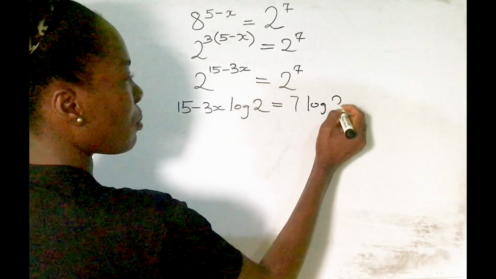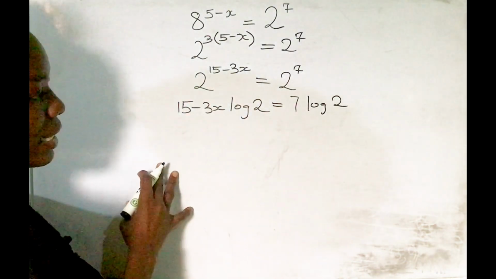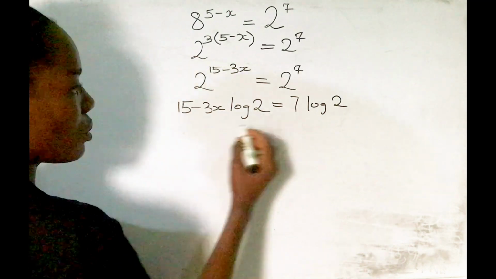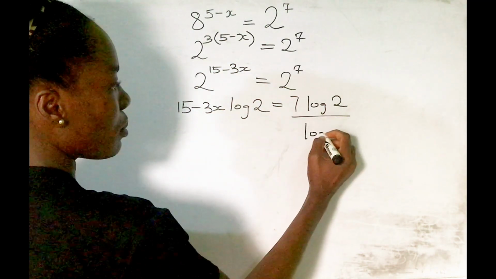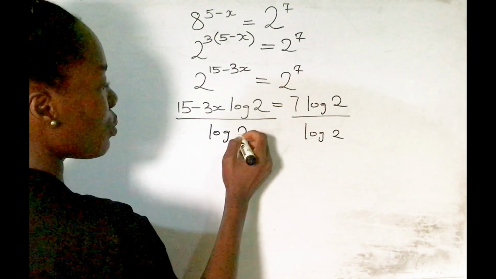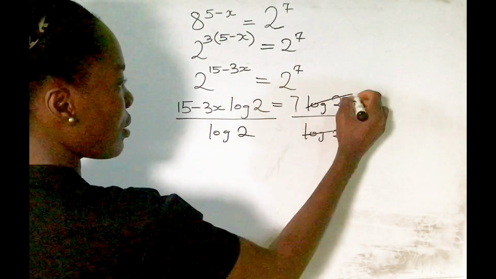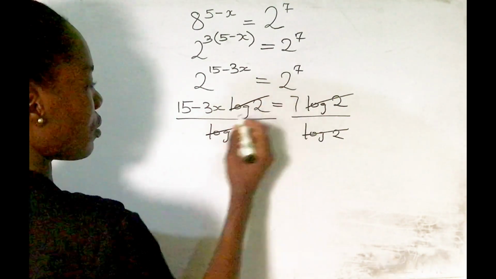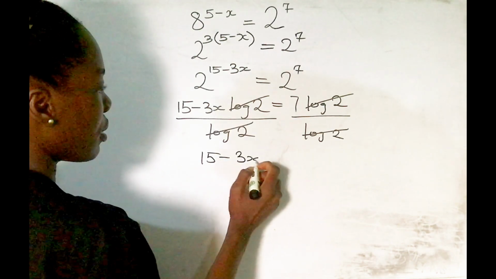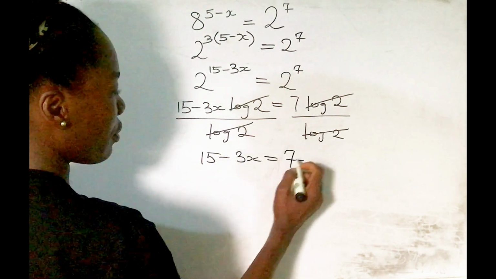Now, let's divide both sides by log 2. Divide here by log 2, divide here by log 2, because we want to cancel it out. This cancels this, this cancels this. So now we're left with what? 15 minus 3x is equal to 7.